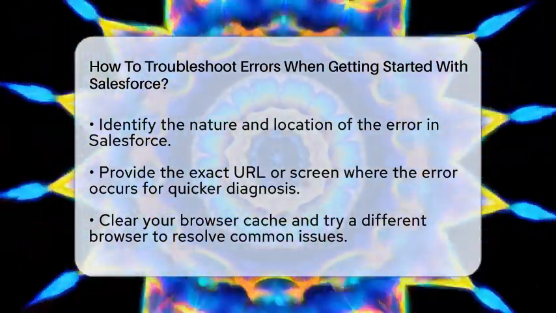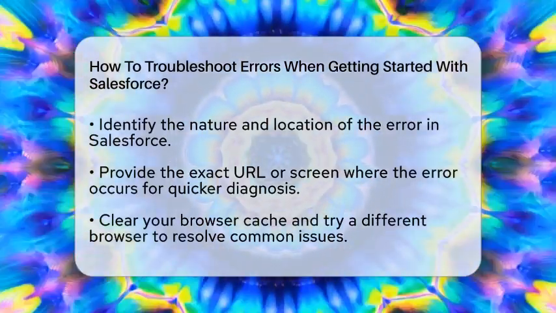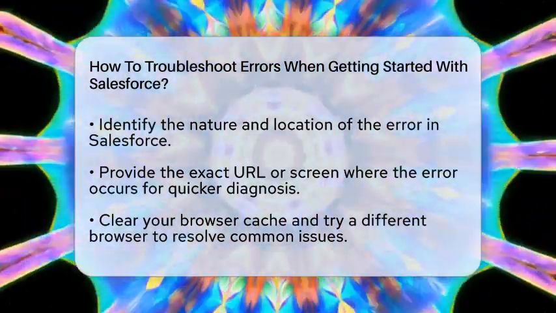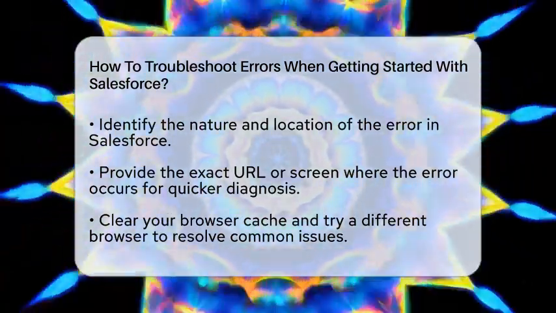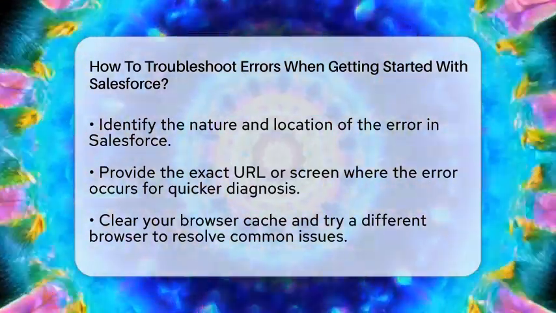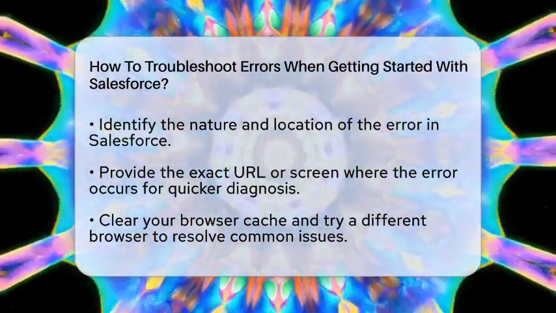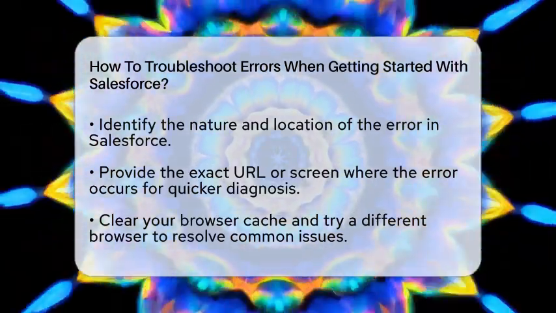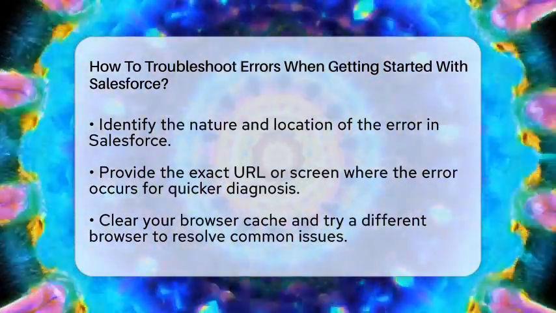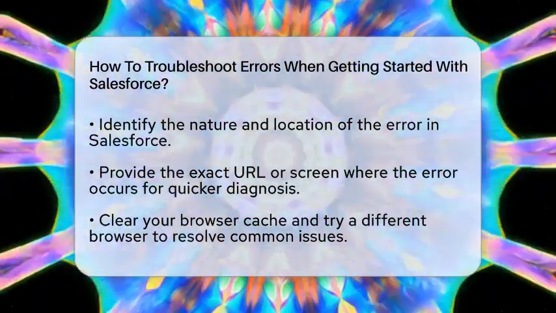First, it is essential to identify the exact nature and location of the error. Salesforce has various record types, objects, and permission settings. Knowing where the problem occurs, whether on a contact record, lead, or a specific custom object, is key. If you can provide the exact URL or screen where the error appears, it will help administrators or support teams diagnose the issue more quickly.